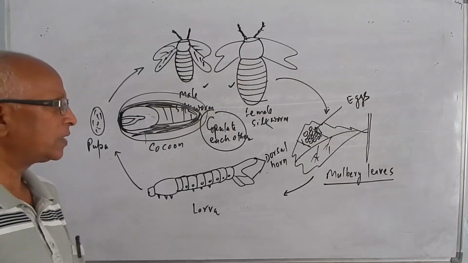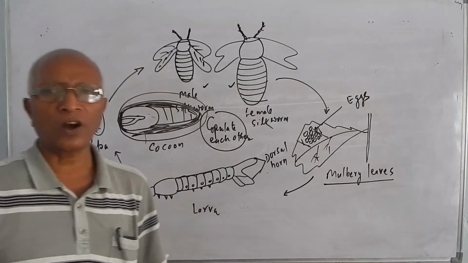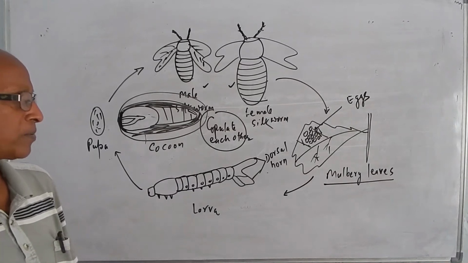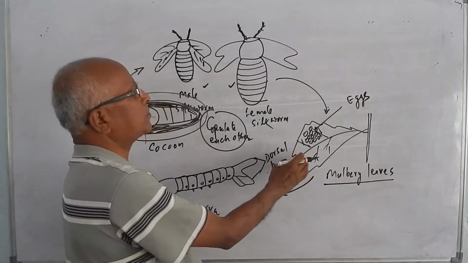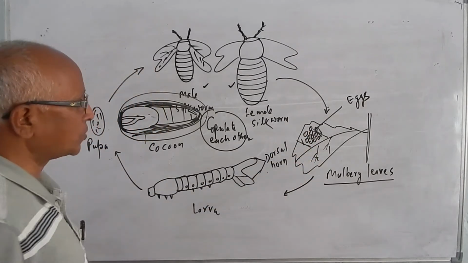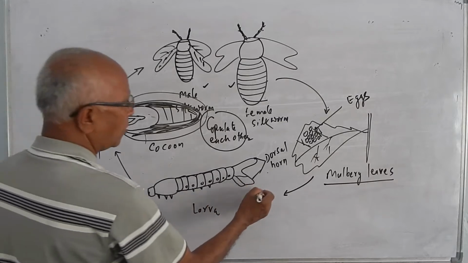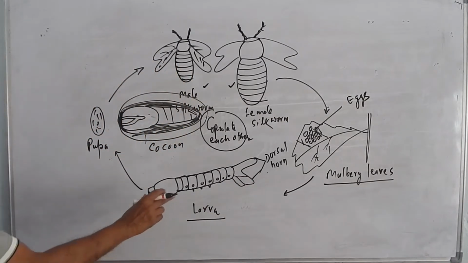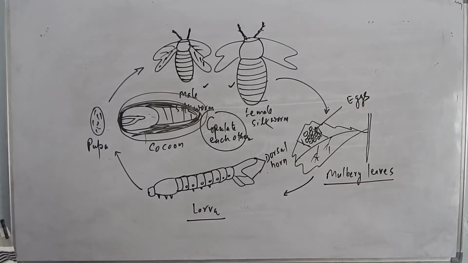These eggs are released with a gelatinous secretory substance, so the eggs do not fall down from the leaves. Then these eggs emerge in the form of a larva. This larva is also known as the caterpillar. It has a long, elongated body.